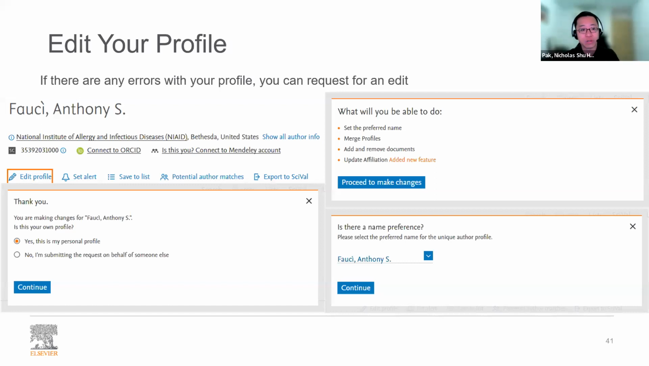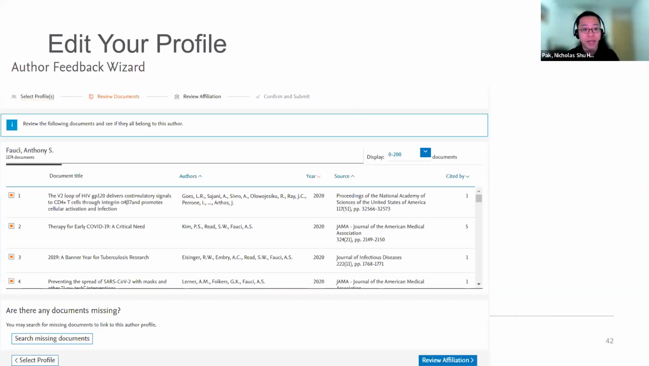You can add additional documents as well. And if you find that there are documents missing, you can add on to it. If you find that someone has attributed a document wrongly to your author profile, you may want to remove it as well. And this is part of what we do give authors the flexibility to do too.